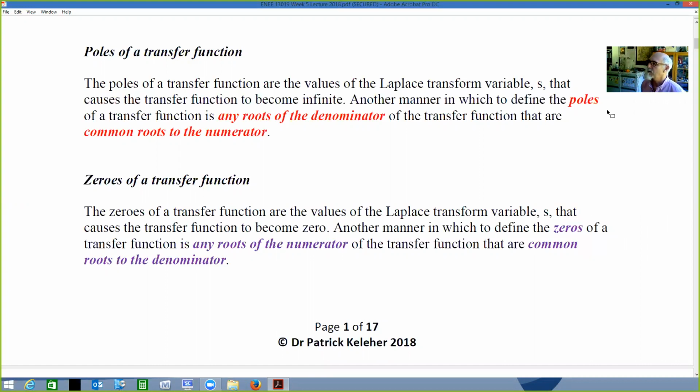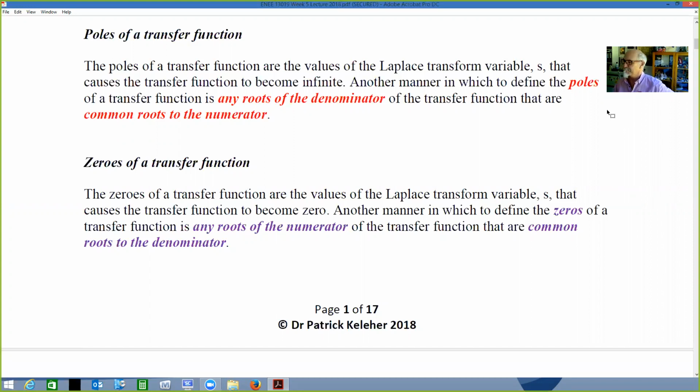And in particular, when we're talking about poles, if you look at your transfer function and look at the denominator, it's any roots of the denominator. The zeros of a transfer function, again, these are the values of the transfer function that make the Laplace transform become zero. So another way to look at zeros is that they're any roots of the numerator. So keep those things in mind.